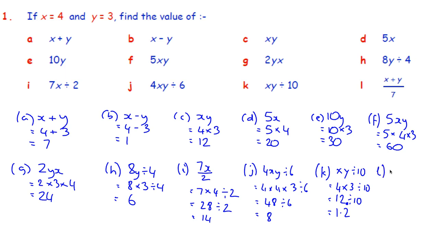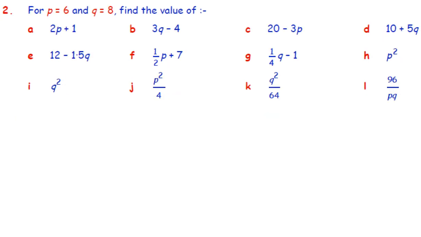And finally, x plus y over 7. There's a fraction in here, so if x is 4 plus y is 3, divided by 7, do the top calculation first. 7 divided by 7 is equal to 1. Okay, so hopefully you got them right. If so, great. All right, I'm going to give you another set of questions to do. Okay, and I want you to see how you get on with these.